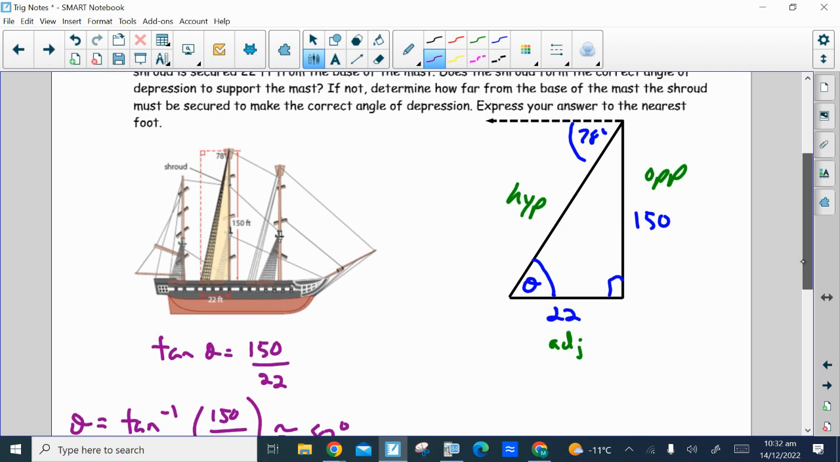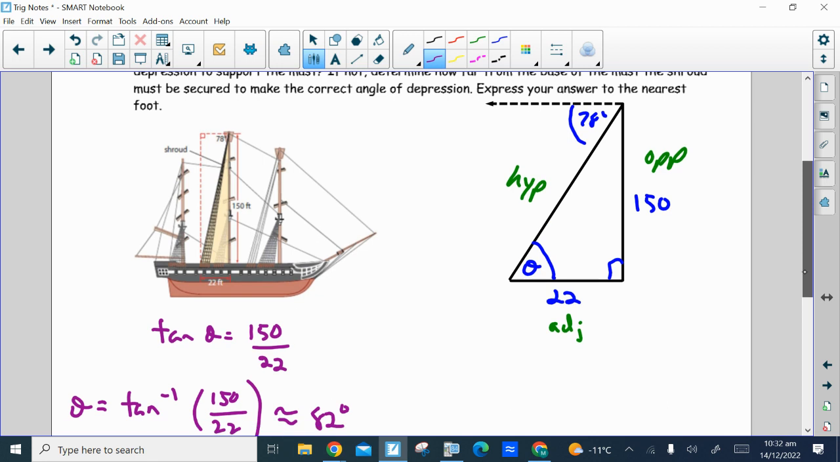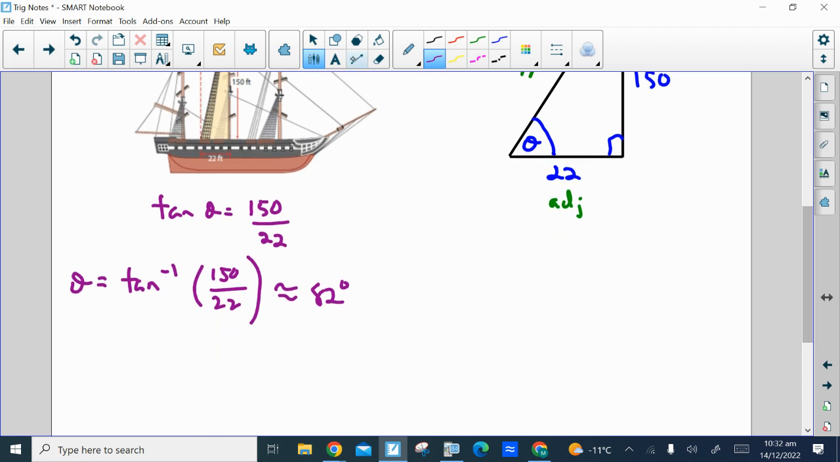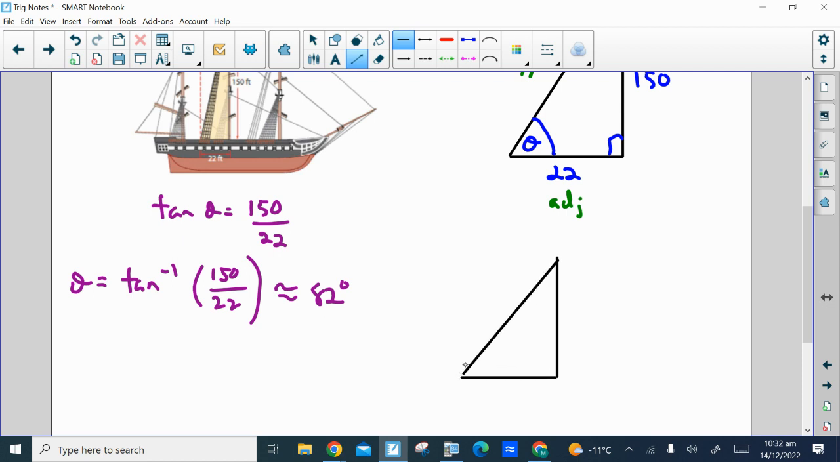If not, determine how far from the base of the mast the shroud must be secured. So I'm going to draw a second triangle here. We want to know what d, the distance between the base of the shroud and the mast, needed to be. If the angle is 78 degrees, the height of the mast cannot be changed. What we can change is how far away from the base of the mast the shroud is connected. And it should be connected at a point so that the angle of elevation is 78 degrees.